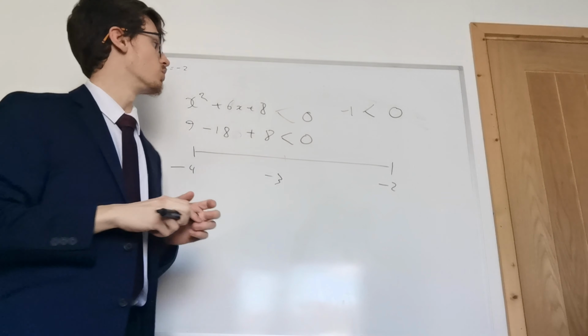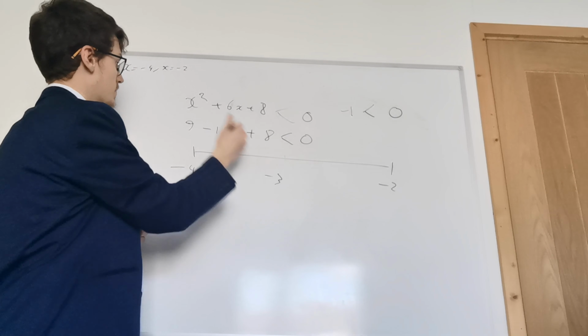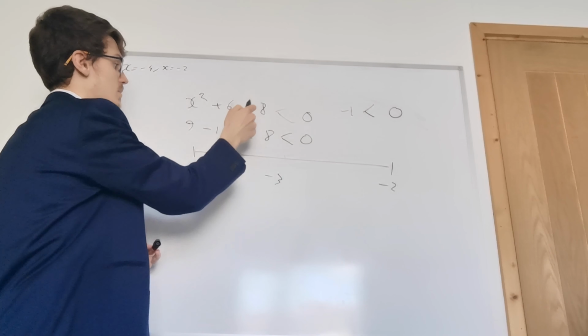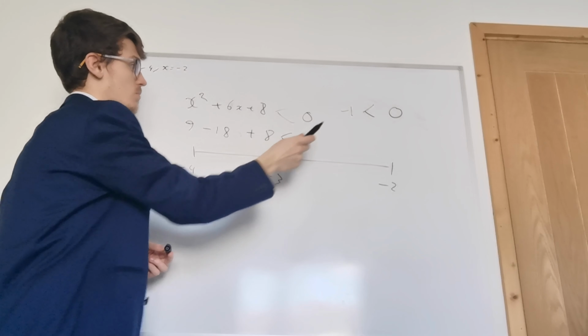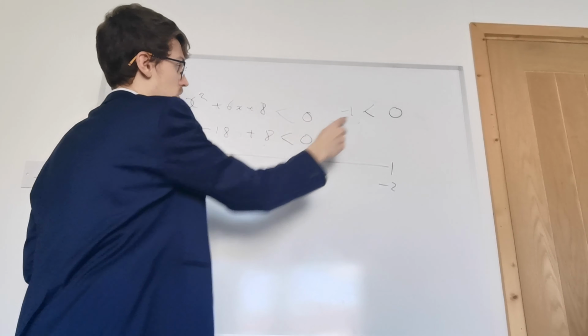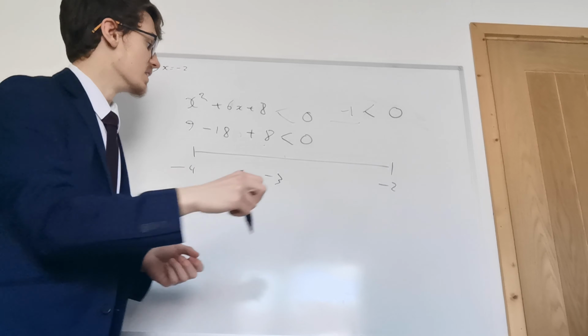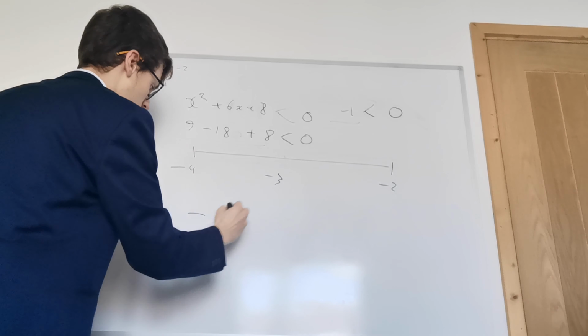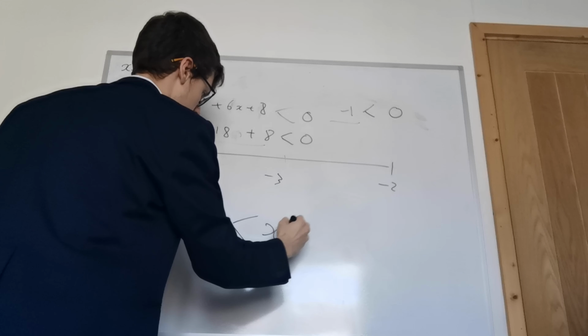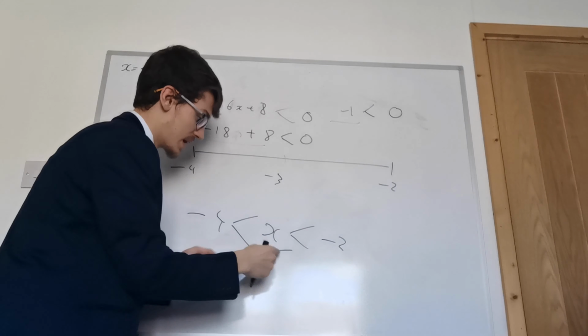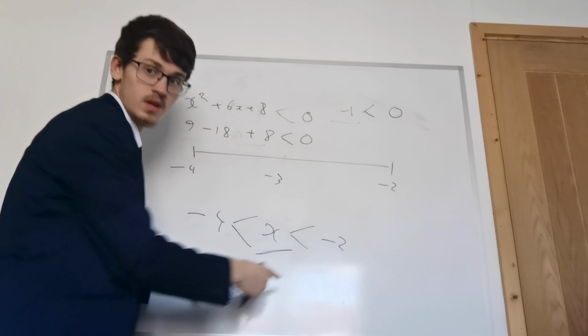So as you can see, I've solved it, and I've found, after putting in -3, squared is 9, -3 times 6 is -18, plus 8, less than 0, or that all simplifies to -1. -1 is less than 0. So from this, we know for a fact the inequality is between -4 and -2. So the number could be anywhere between -4 and -2.